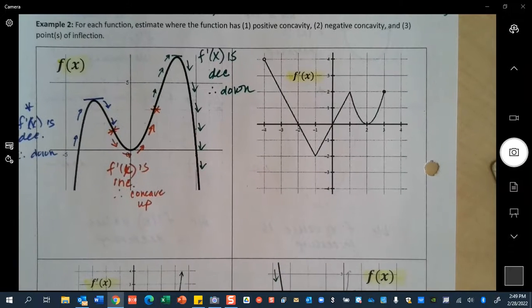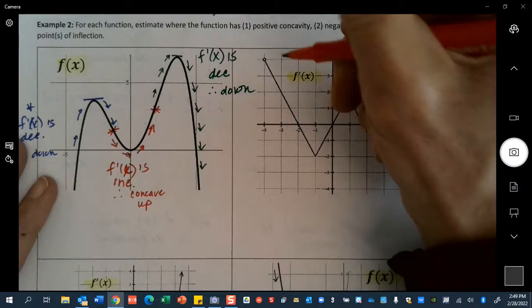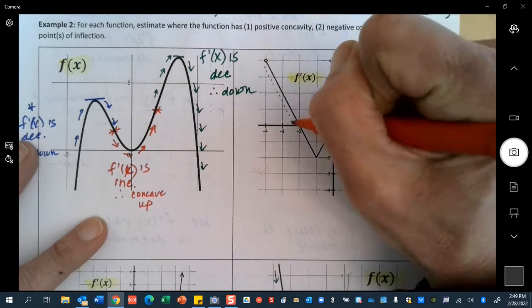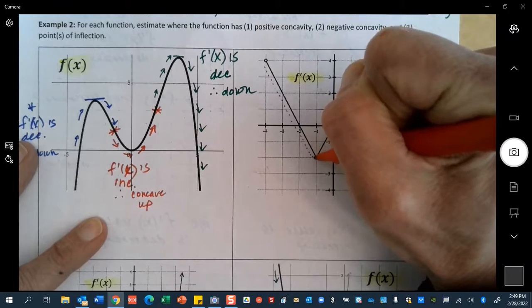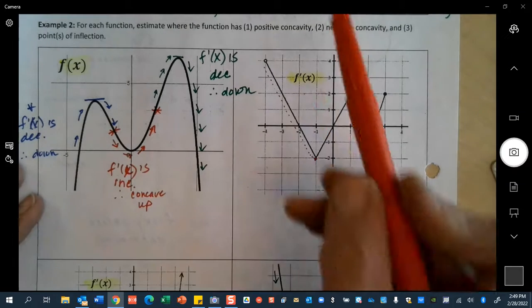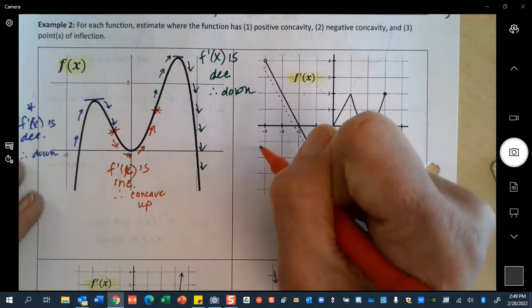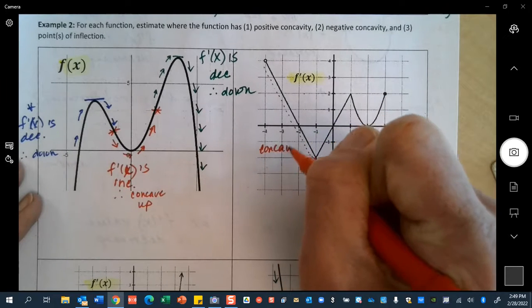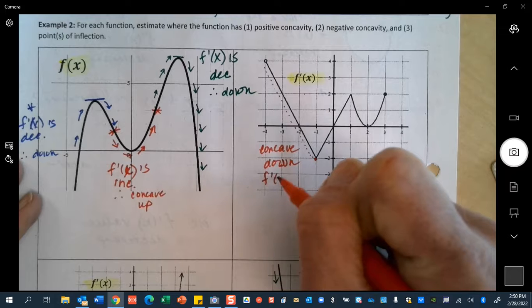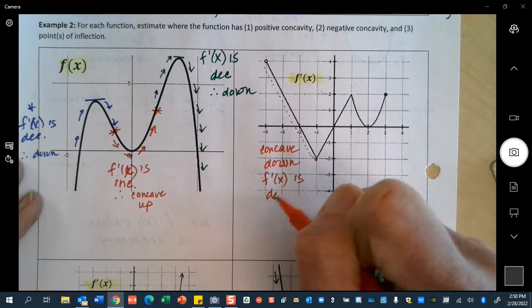These next two are not my original graph. They're the graph of my derivative. Is my derivative getting the output? Is it getting smaller or bigger? My output, what's it doing? It's getting smaller and smaller and smaller, right? If my derivative is decreasing, what is it? Concave down, because my derivative is decreasing.